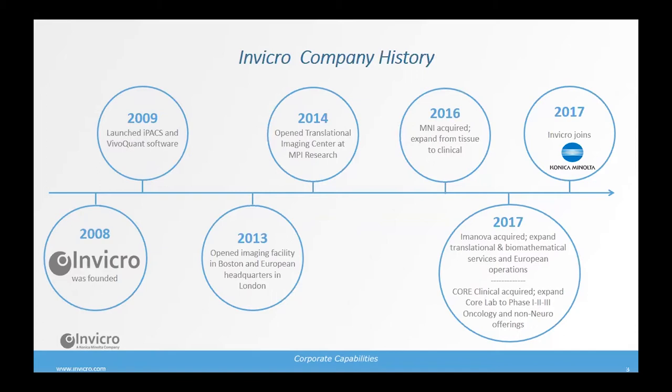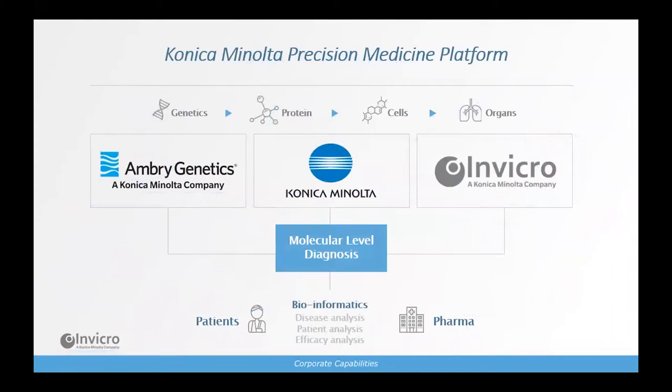And most recently with the acquisition by KM, I really wanted to just highlight a couple of comments on what that means moving forward for our users and all the scientists that we work with day to day. Konica, after acquiring both Ambry Genetics and Invicro, really set out to form an advanced precision medicine group that is combining world expertise across different bioinformatics, quantitative biomarker disciplines, from genomics, histopathology, to radiology.